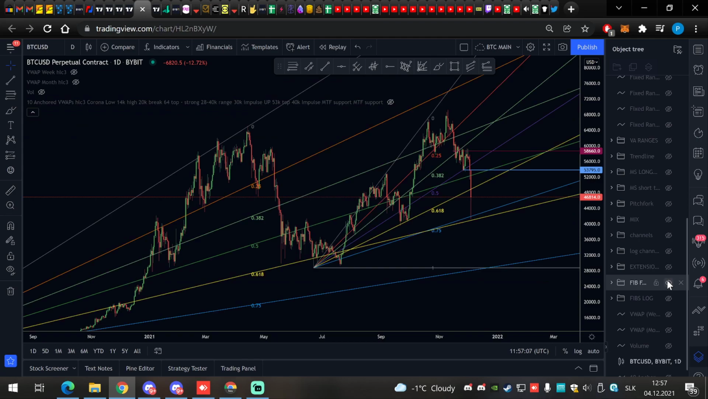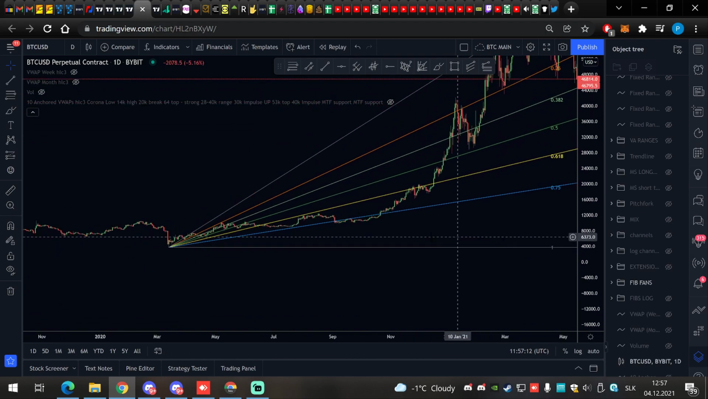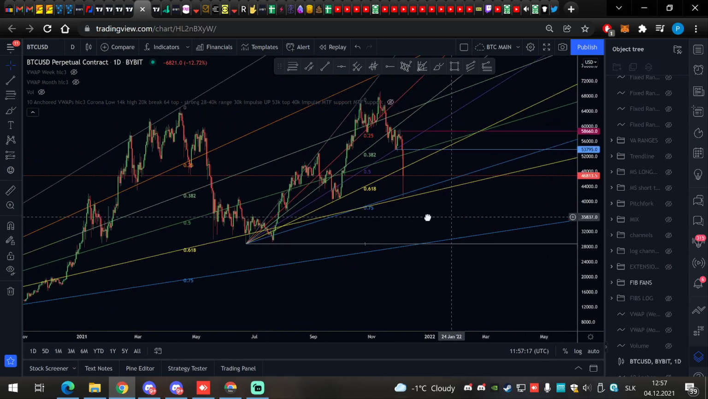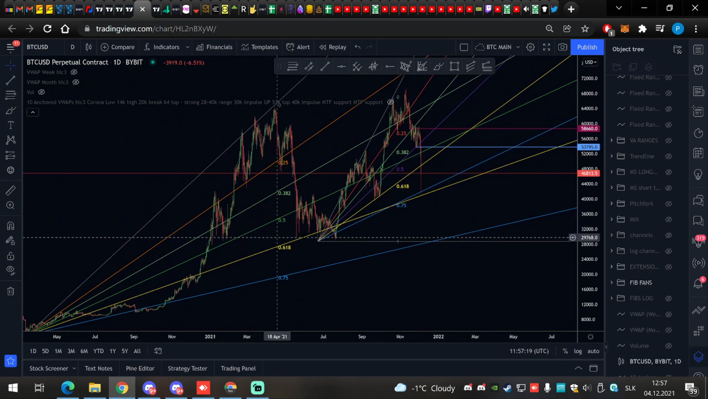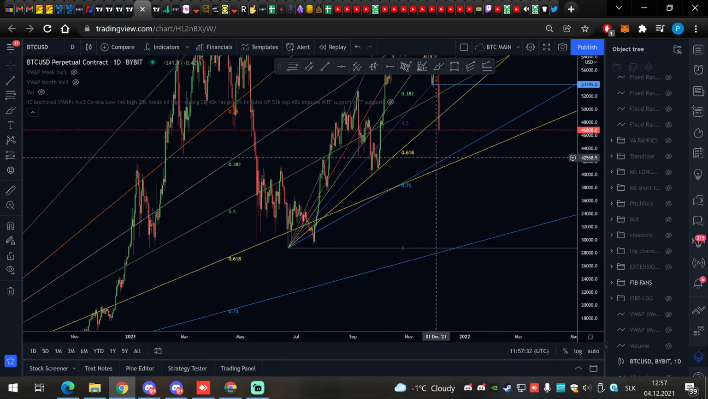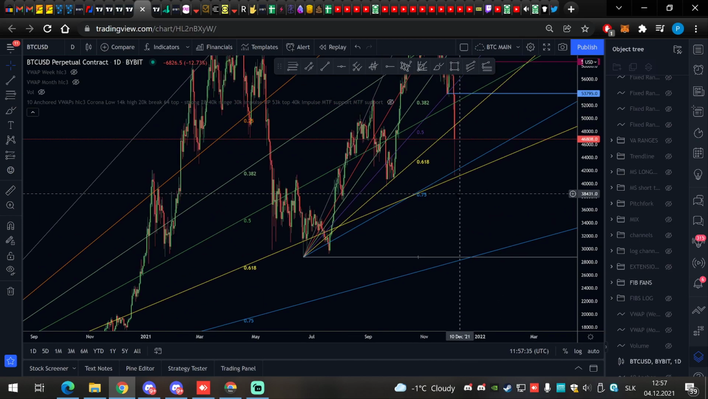Extensions. Wow. Corona low speed fan. We did a small front run of the 0.61 from the Corona lows. Look here, perfect touch. That's what I'm talking about. So long-term traders were waiting here. They had many limit orders here, and also at the market, with this double speed fan cutting through each other. Pretty crazy.